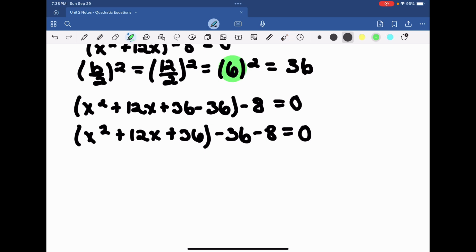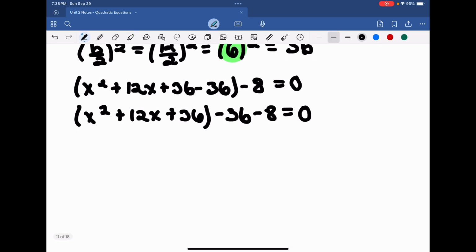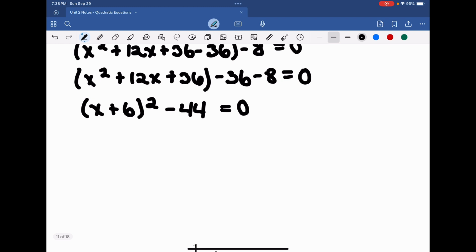The second thing I want to point out is our b divided by 2, which is 6. Let's make sure we highlight this or box it because we know it's going to come up in our next step. So instead of this trinomial, I'm going to write it as x plus 6 all squared. And then it's going to be negative 36 minus 8, which is equal to negative 44, which is equal to 0. Now I'm going to add this to both sides.